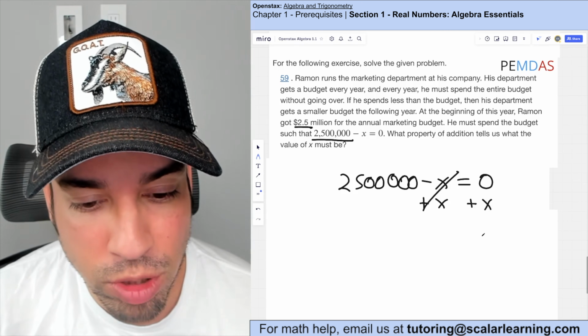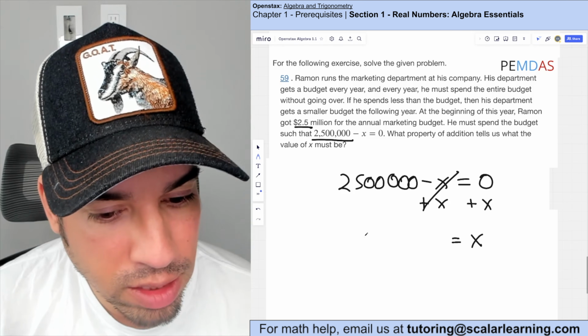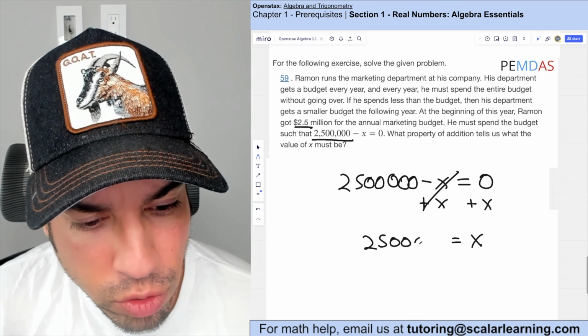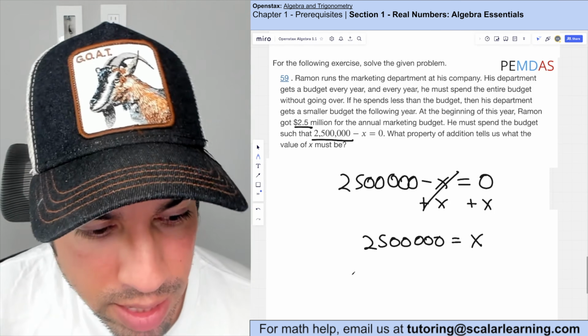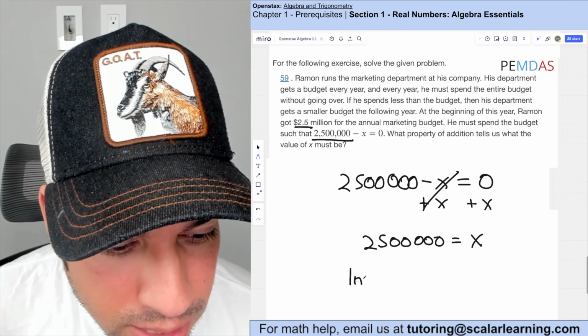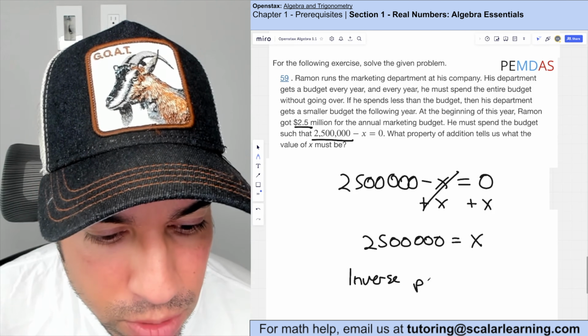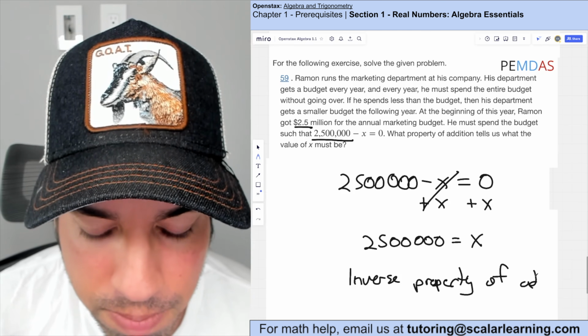And the other side, x plus 0, is just x. So now I have x equals 2,500,000, and that's my answer. And again, the way that we got that was by the inverse property of addition.